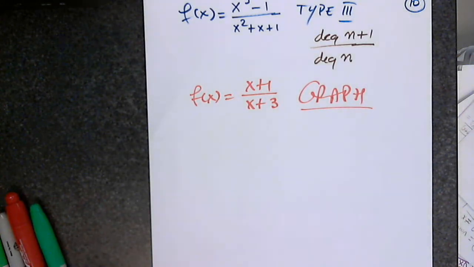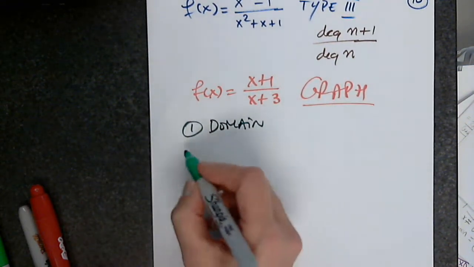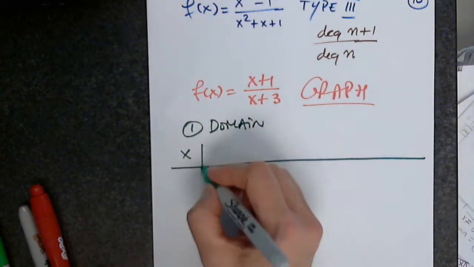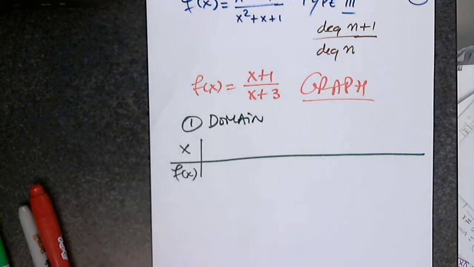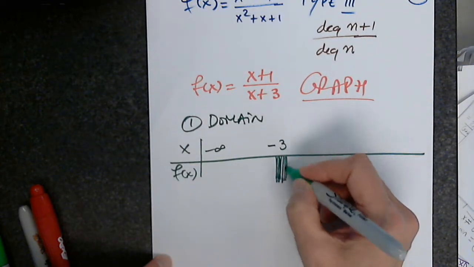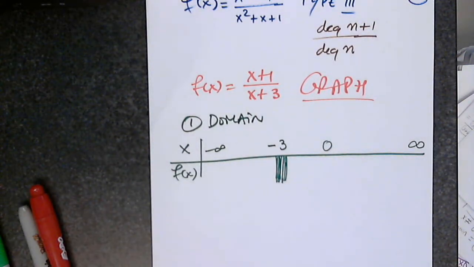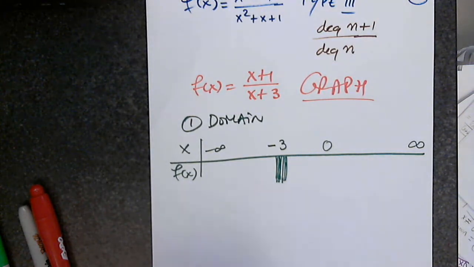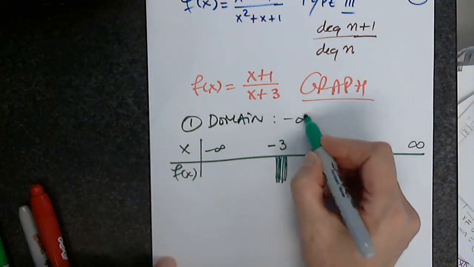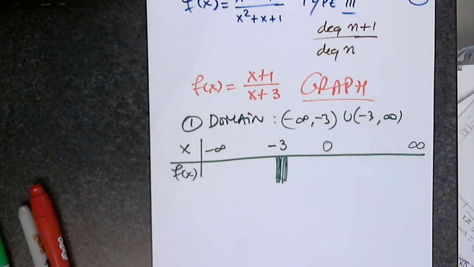Okay. Here's the list for rational functions. 1, domain. And I would like you to tell me what is the domain for this function. Exactly. So negative infinity, negative 3, 0 has to be in the chart, and infinity. So this is very clear. You don't have to, for me, I'm fine if you write this or invent your own chart. I'm fine with that. You no longer have to write negative infinity, negative 3, union, negative 3 to infinity. If I see this, I know you know what you're talking about.